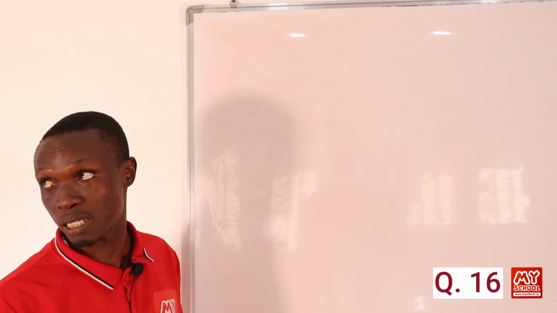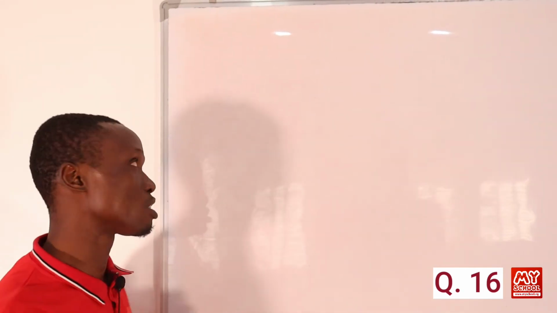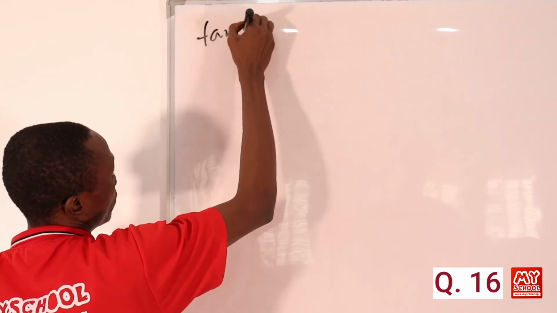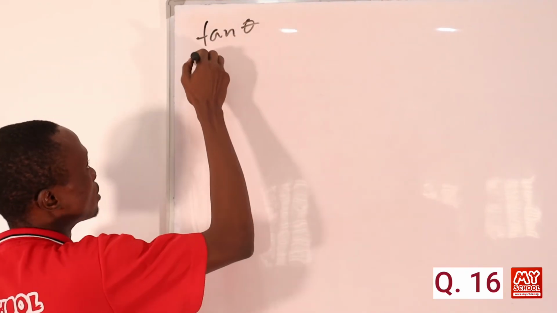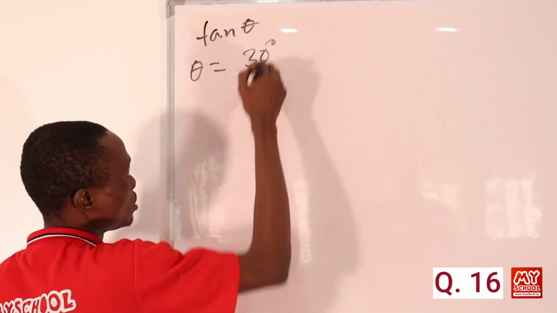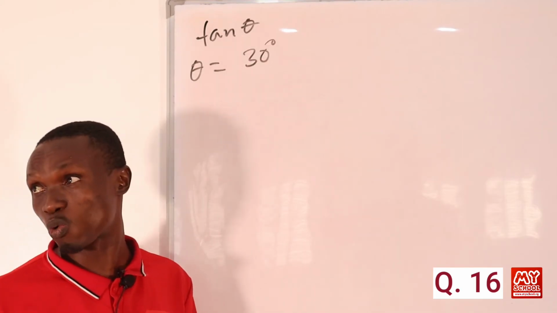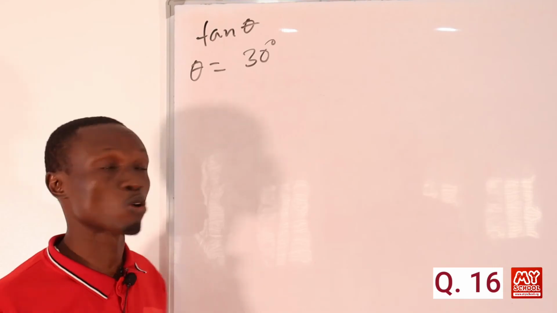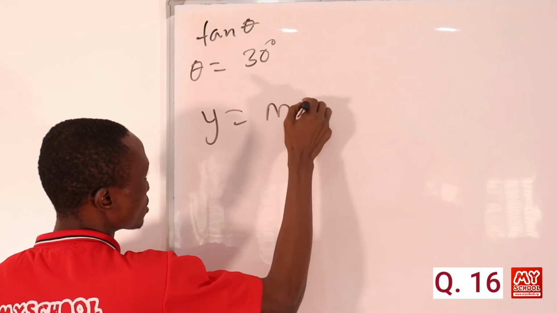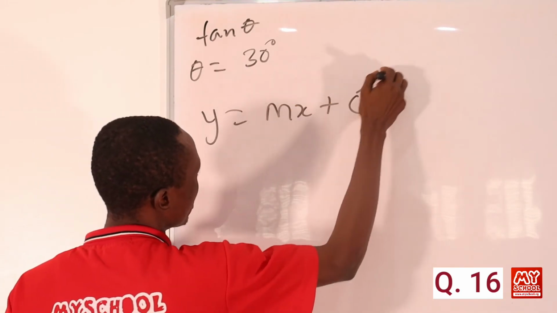Okay, so remember that the gradient of a straight line is also equal to tan theta. Okay, so in this question, theta was given to us to be equal to 30 degrees. Right, now remember that in this question we are looking for the equation of the straight line. So we can do that by using y is equal to mx plus c. Okay, so let's get our c.